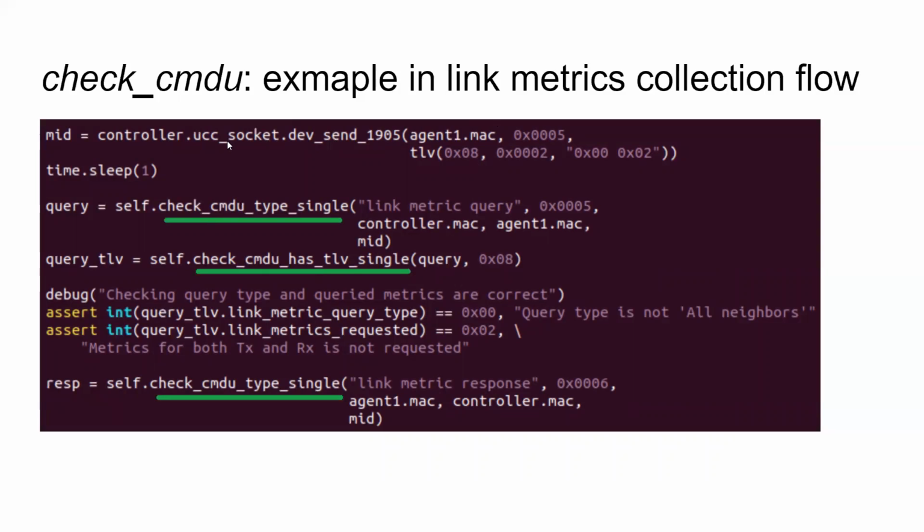We ask a controller to send the link matrix request here. It's what dev send 1905 does. We wait a second and we check that controller sent a single link matrix request message to agent number 1. We also can check that this message is well formed.